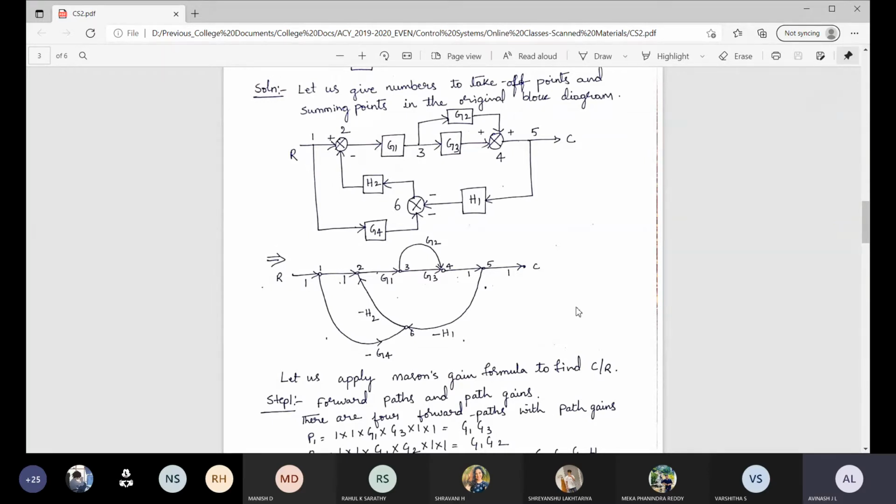So here the takeoff point and summing point, both should be seen in the same fashion as a node. Okay. So that is why we are giving the numbering. We will give the numbers normally: 1, 2, 3, 4, 5, 6.